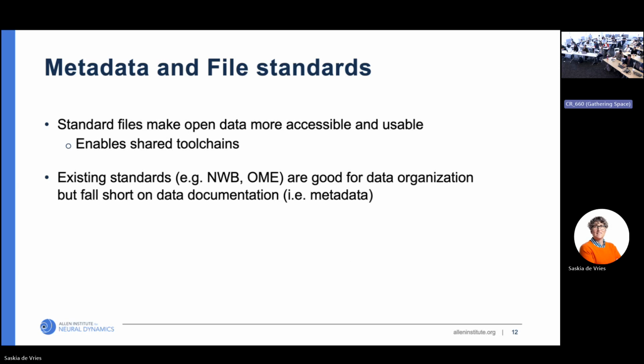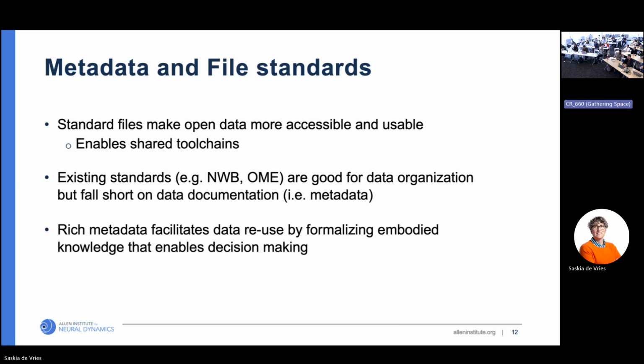And as I mentioned earlier, there are a lot of good community standards like NWB and OME, and these really excel in their data organization, but they usually fall short on how they document the data, in the types of metadata that they require and facilitate. This is why we've been developing our own metadata schema, because rich metadata is crucial for communicating to each other about what data is. This is important when we're collaborating within a team as well as outside of a team to facilitate data reuse.